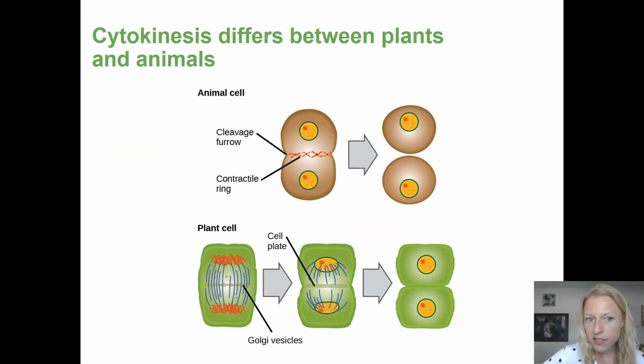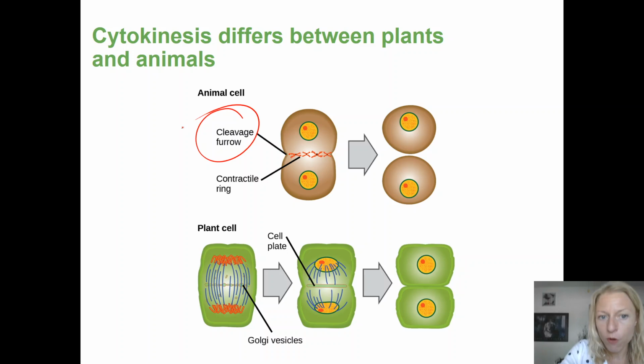During cytokinesis, in animal cells, you have the formation of the cleavage furrow, which is a contractile ring that helps to basically pinch off the two cells into two separate cells. And in plant cells, you have the cell plate because of the fact that you have cell walls, and that is what differentiates between the two cells.